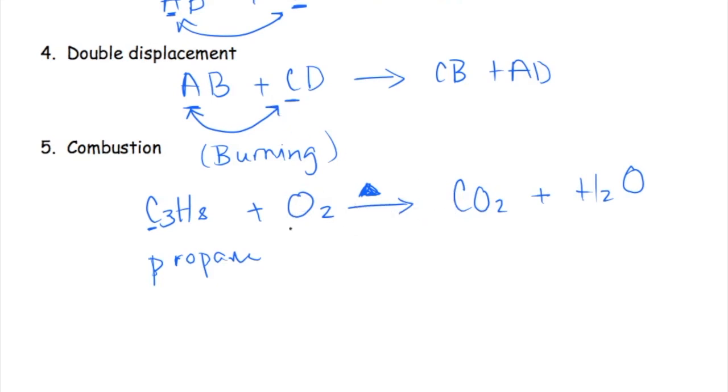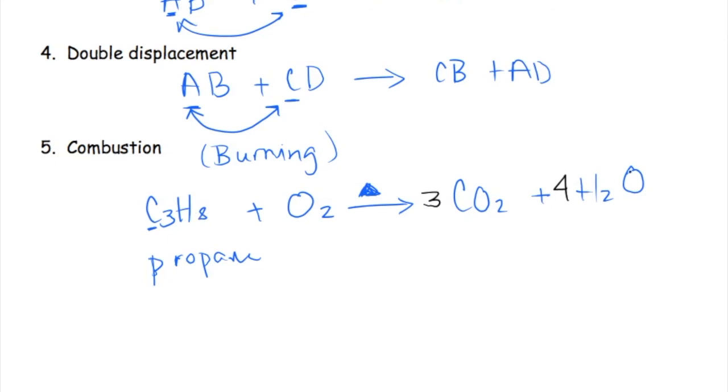Now, there's 3 carbons, so I must put a 3 here. Now let's count the oxygens. We have 6, 7. And here we have 2. So let's see what we can do. Let's count the hydrogens. We have 8 here and we have 2 here. So if we put a 4 here, we have 8 here and 8 here, which is great.